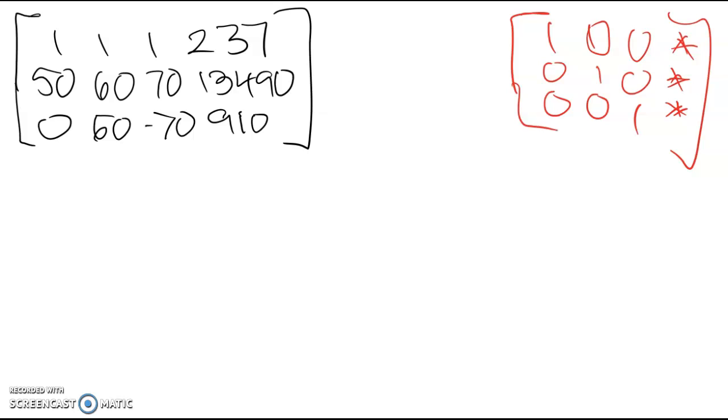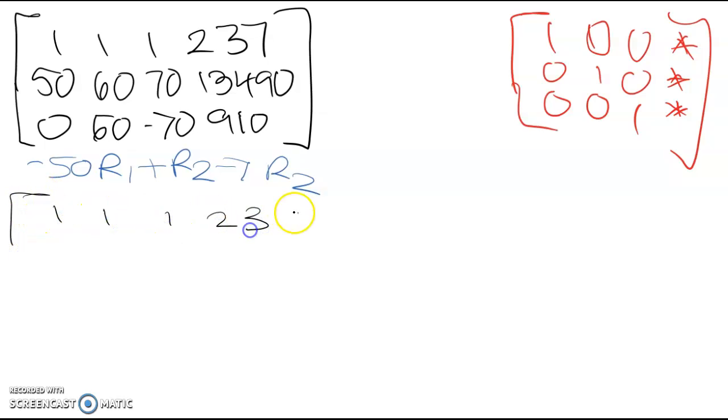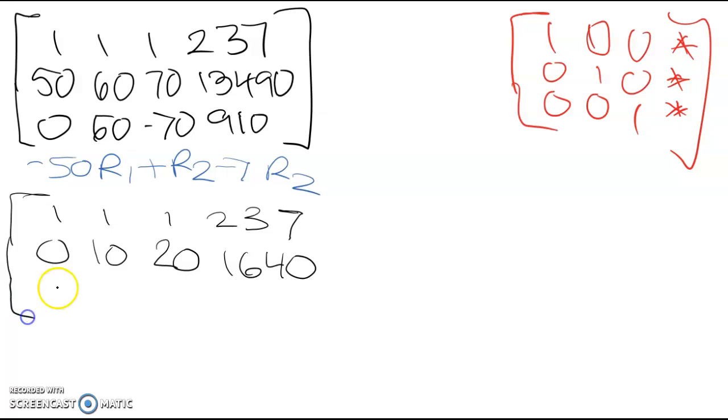Okay. So the first thing I can do here is I can do negative 50 row 1 plus row 2, because I want to get this 0, because I already have the 1, and I already have a 0 below there. So I'm going to do negative 50 row 1 plus row 2. And I'm going to replace row 2, right? That's what the arrow means, is replacing. So I have 1, 1, 1, 237. And then I'm going to have 0, 10, 20, and 1640. And then 0, 60, negative 70, and 910.